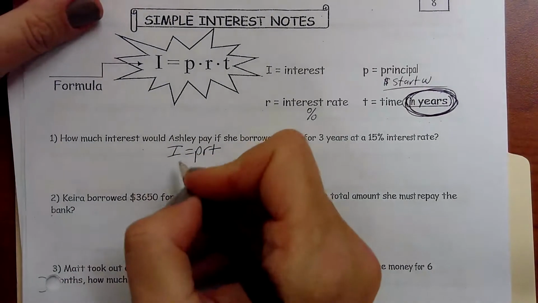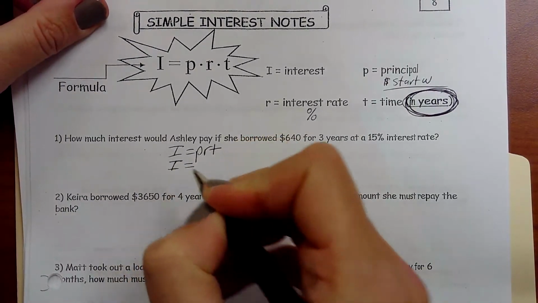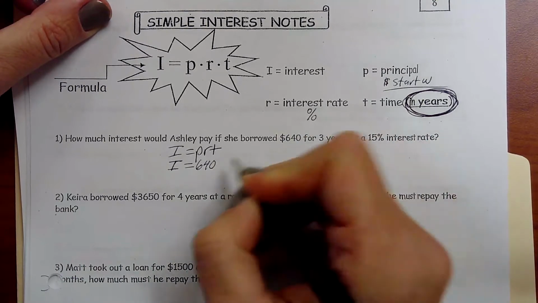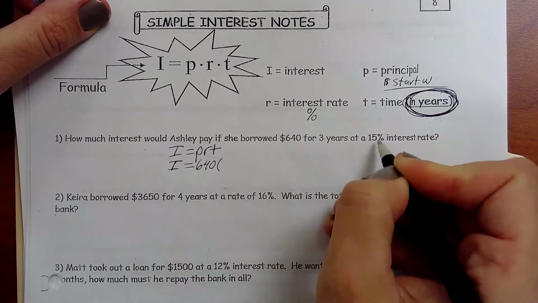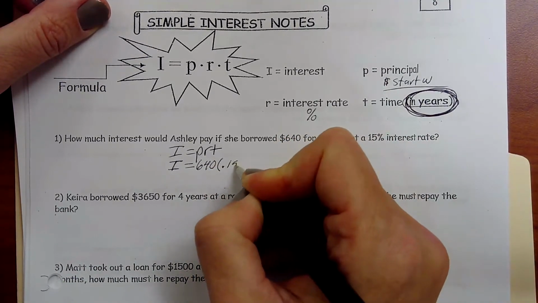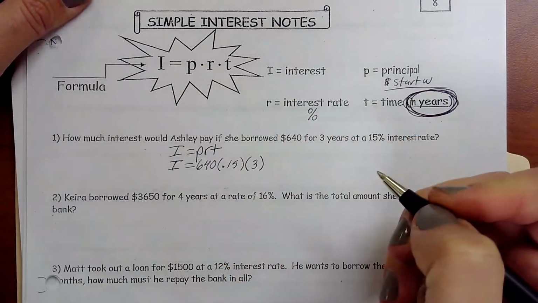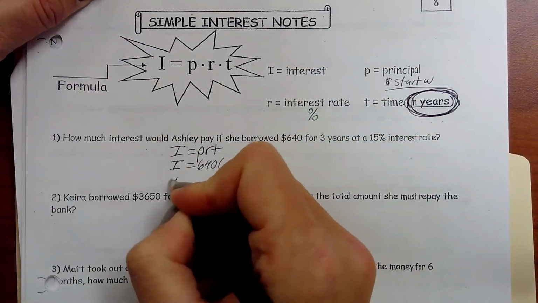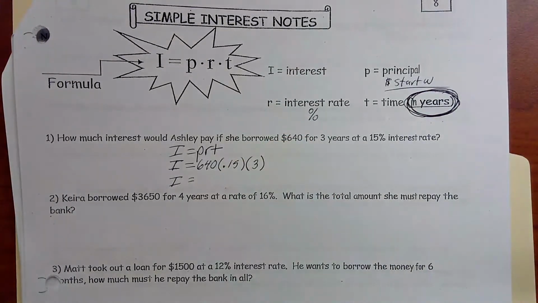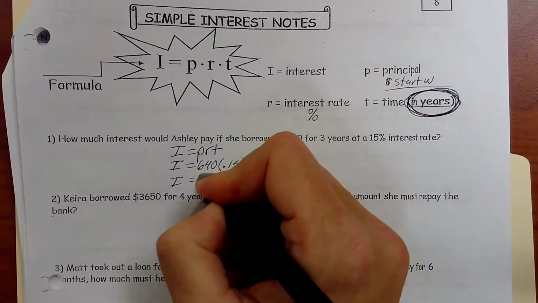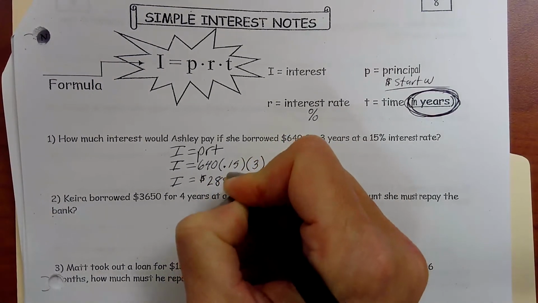Okay, so we don't know the interest. That's going to stay a variable. 640 is the principal. Rate, 15%, so 0.15. And the time is 3 years. There you go. All you have to do is type that into your calculator. 640 times 0.15 times 3, $288.